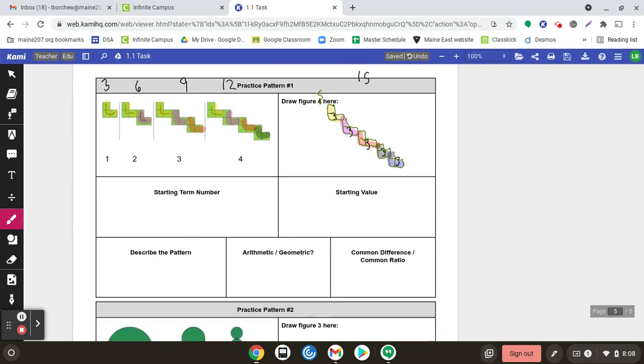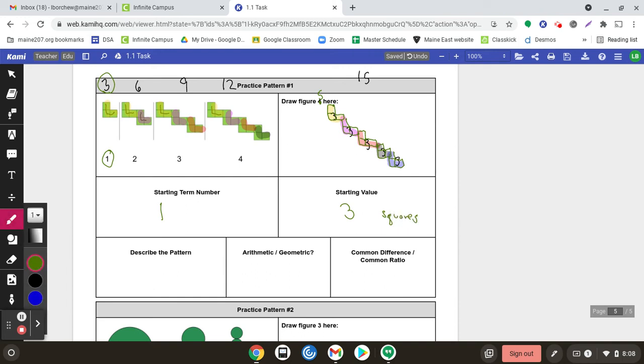So now we want to know the starting term. Now remember, the starting term number is how the first picture is labeled. My first picture is labeled as 1. So the starting term number is 1. The starting value, remember the starting value from the previous pages is how many items are in the first picture. How many items are in the first picture? I counted 3. And what were each item? They were squares. So I'm going to label it 3 squares since I have that information.